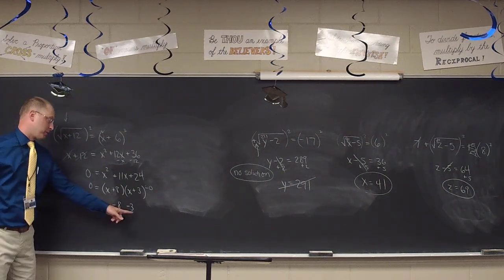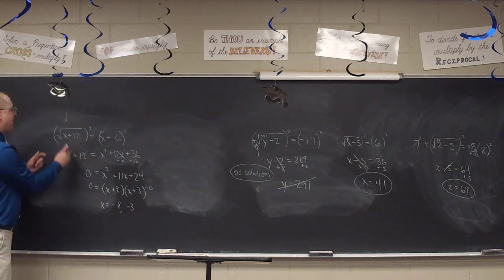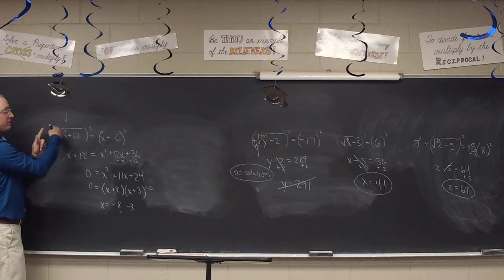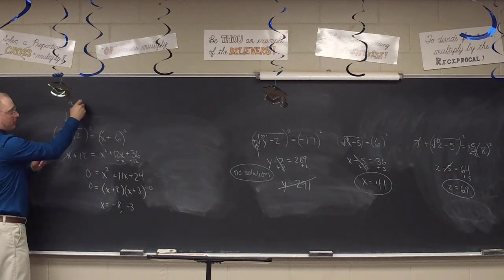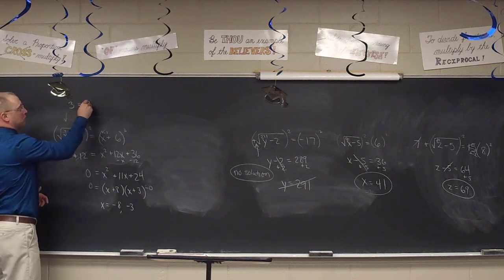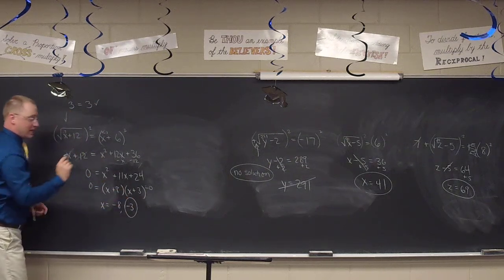Let's take the negative 3, because that seems easier. Negative 3 plus 12, 9. Square root of 9, 3. Negative 3 plus 6, 3. That checks out. We like the negative 3.